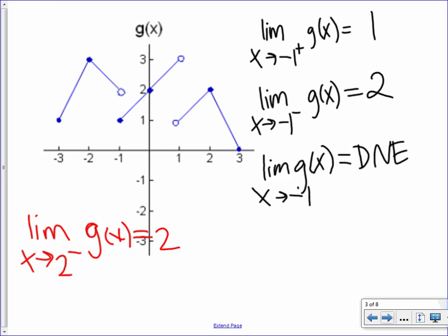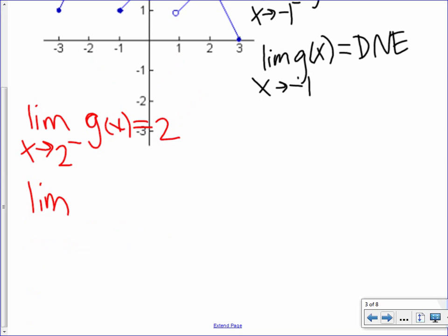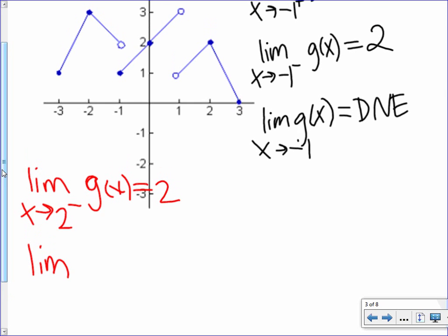Two from the left. What about the limit as x approaches 2 from the right? 2. So the limit as x approaches 2 is 2. Okay, see how that works? That only works with those kind of graphs, I guess, right and left side. Well, as long as the right and left hand have the same limits, then your limit exists. Okay?